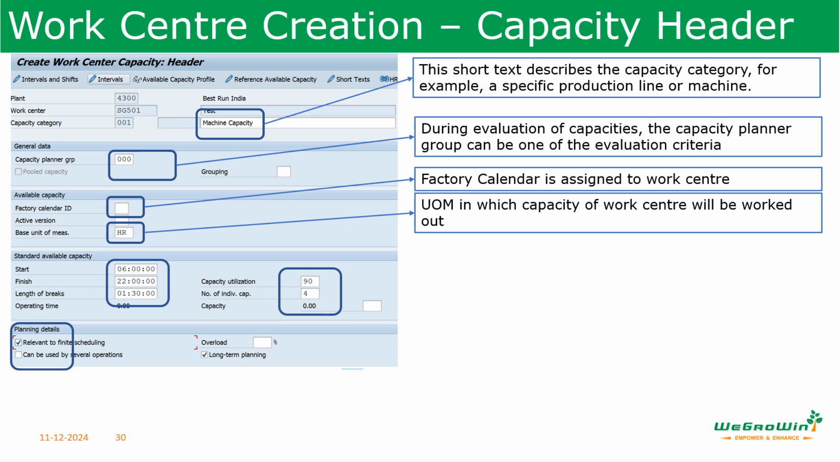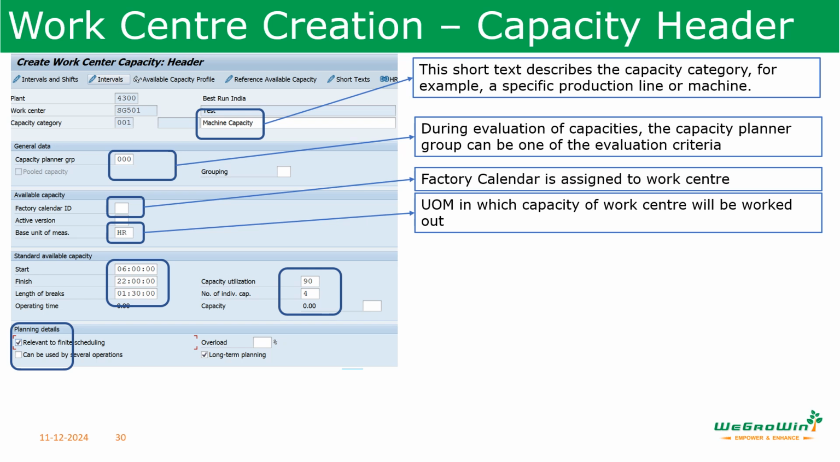Here we are giving a total break of 1 hour 30 minutes. I mean, two shifts, 45 minutes for each shift. That's what we are giving as a break. And then we have the capacity utilization, which means this machine will be used 90% of the time. That is the capacity utilization. And there are 4 machines.